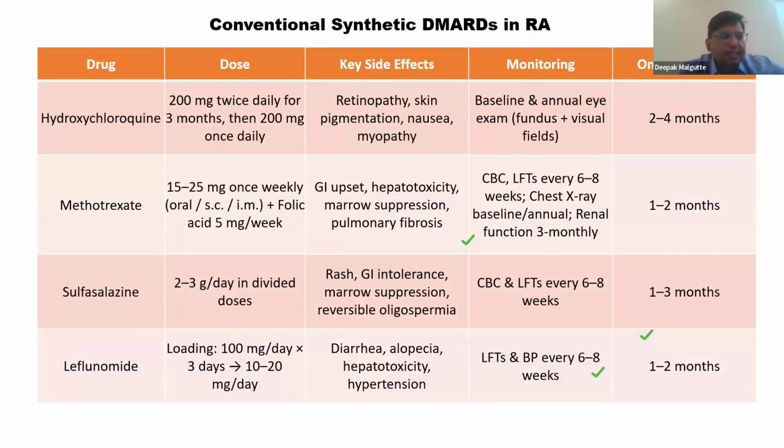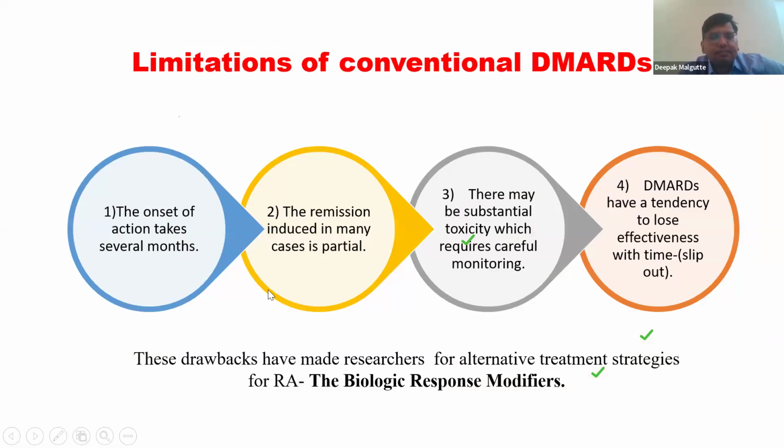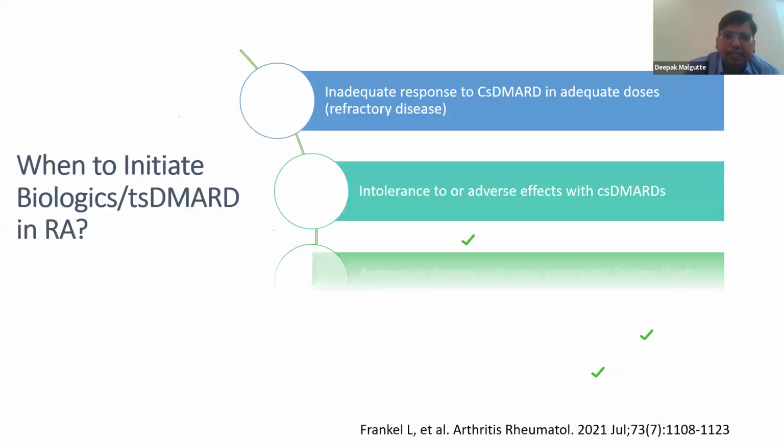Now, these are various conventional DMARDs that we use, of which these are hydroxychloroquine, methotrexate, which is usually given as an oral or subcutaneous formulation at a 15 milligram to 25 milligram dose, sulfasalazine and leflunomide. The limitation with these conventional DMARDs is that the onset of action is usually delayed for a few months, and remission is usually partial. And sometimes there is a tendency to lose effectiveness, and there is a risk of multiple conventional DMARDs causing toxicities. So that's why nowadays we are preferring either biological or targeted synthetic DMARDs if initial DMARDs fail in the first 3 to 6 months.